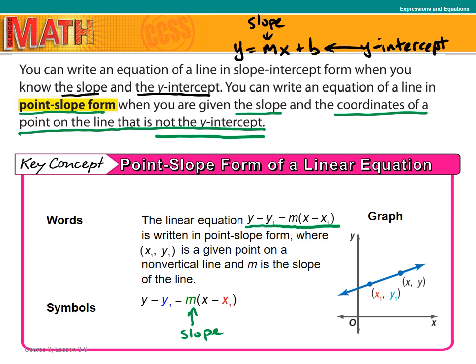So pretty much we know our m is our slope. The y1 is the point that's given to us. So that's the y coordinate of the point that's given to us. And then the x1 is the x value of the point that's given to us.